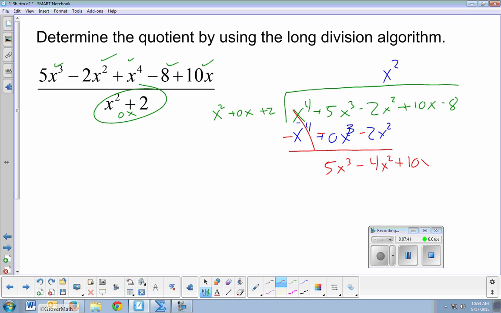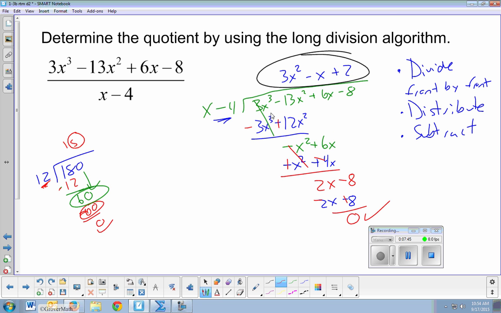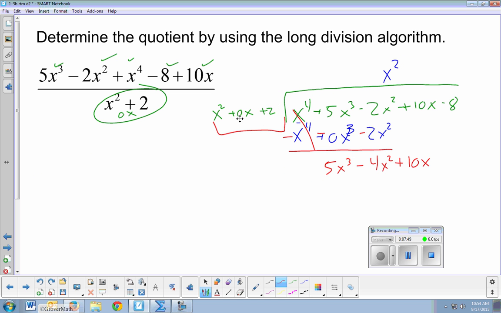See, I'm kind of working as trinomials here because this is a trinomial. In the previous one, I kind of did binomials because this was a binomial, 2 terms. Because this has 3 with our gap there, I'm going to work in pairs of 3 at a time. Front by front, 5x cubed divided by x squared is 5x.